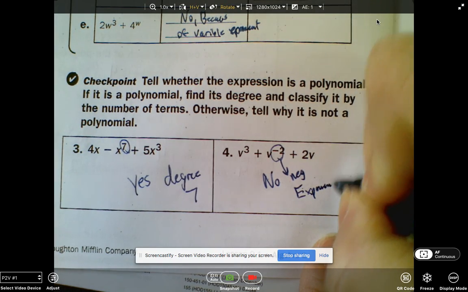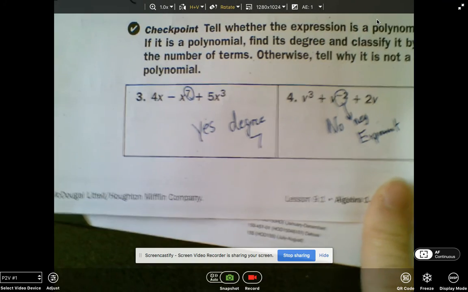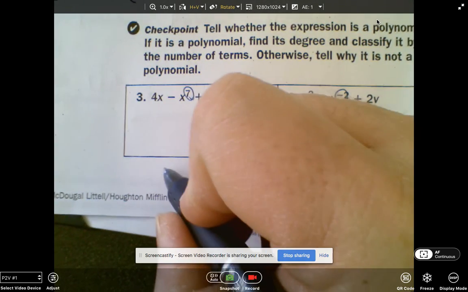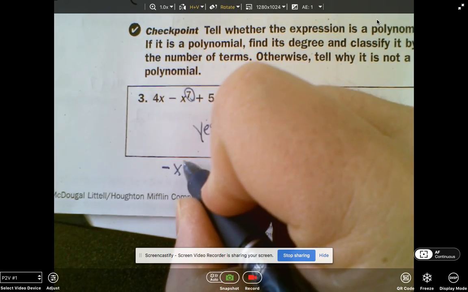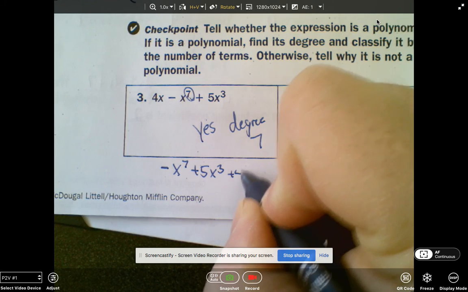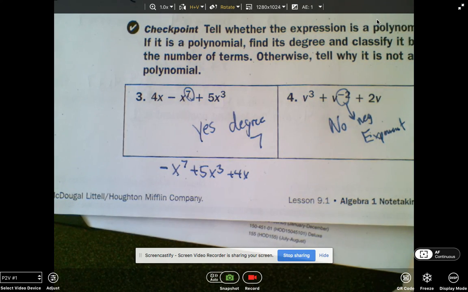It kind of bothers me still with number 3. I want to go back to it. If you could just, let's put it in order from greatest to least. This would be negative x to the 7th plus 5x to the 3rd plus 4x. Again, it's always important to write these polynomials from greatest to least degree.